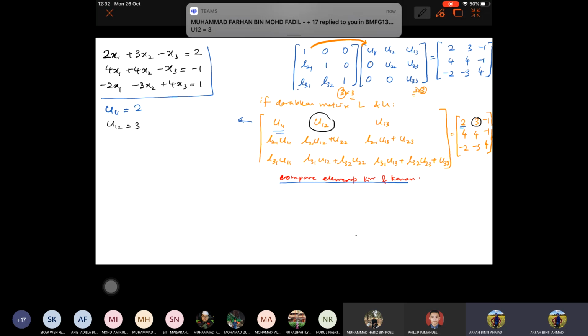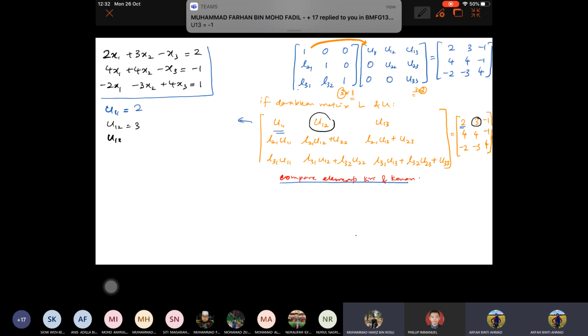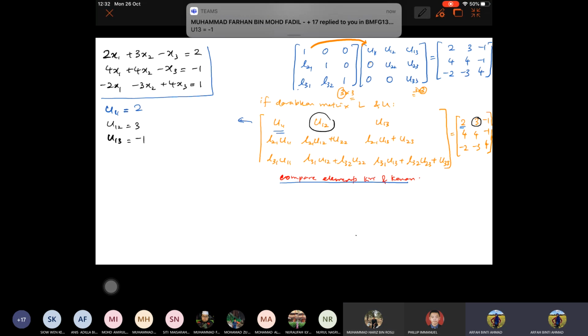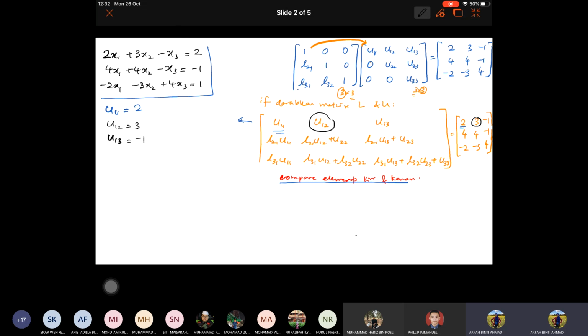Yang lain lagi? Betul jawapan Haris, jawapan Farhan pun betul. U13. U13 sama dengan negatif 1. Okay. So, yang lain-lain, kalau awak nak tengok, kita boleh selesaikan. Tapi awak ambil yang paling sikit. Yang paling sikit yang ini L21, L31, U11 kita dah tahu. Yang awak dah tahu U11, U12, U13. Okay. So kita boleh selesaikan yang mana kita dah tahu.